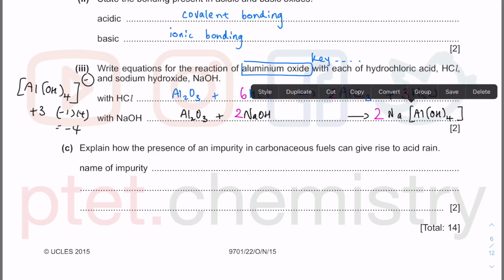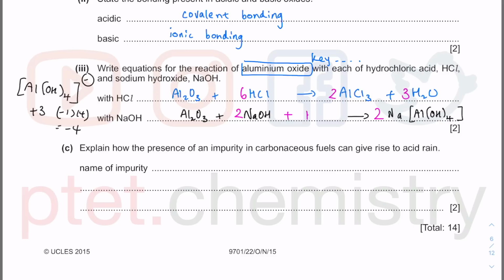Instead, for this particular equation, your water has to be on the left for you to balance this equation. So you have 2 hydrogen, you need 8 hydrogen. So you have another 6 more hydrogen from 3 water molecules. 3 oxygen plus 2 oxygen is 5 oxygen, plus 3 is 8 oxygen. This is the way to balance the equation with Al2O3 and NaOH.